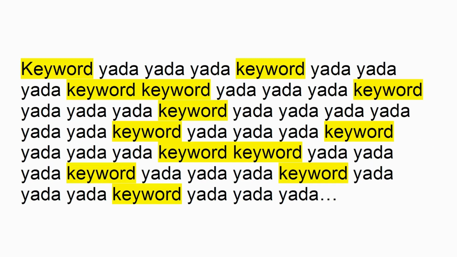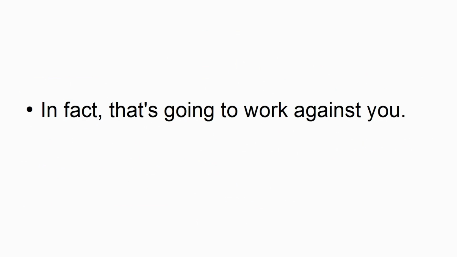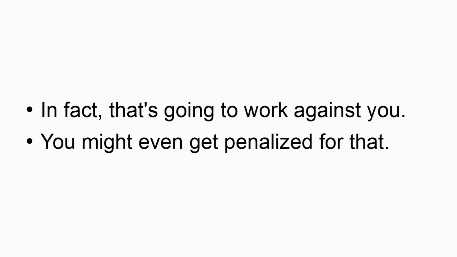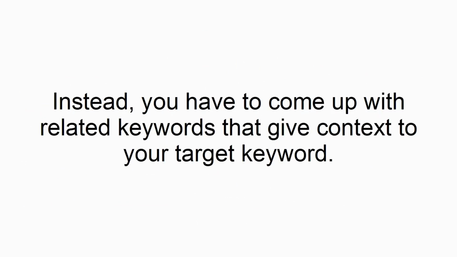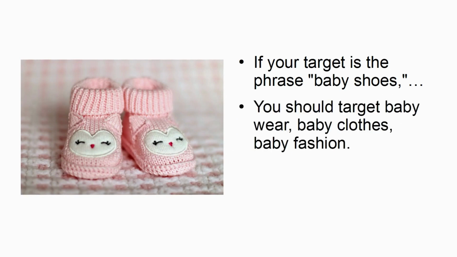You can't just target one keyword and repeat it over and over again in your video. That's not going to work. In fact, that's going to work against you. You might even get penalized for that. Instead, you have to come up with related keywords that give context to your target keyword. For example, if your target is the phrase baby shoes, you should target baby wear, baby clothes, baby fashion.